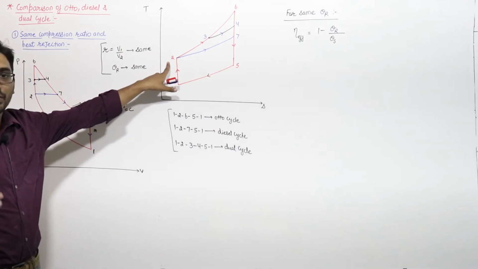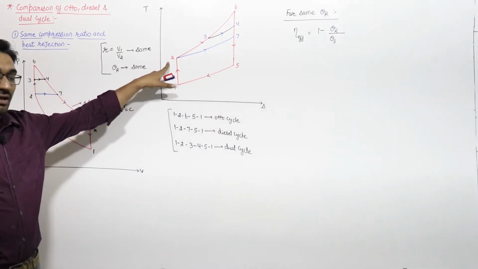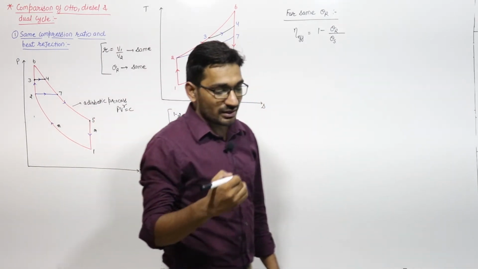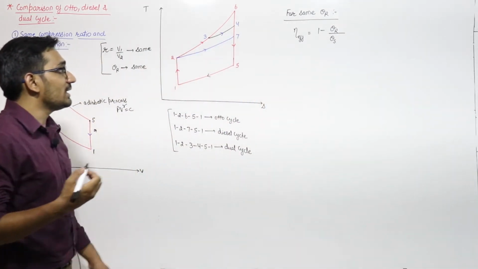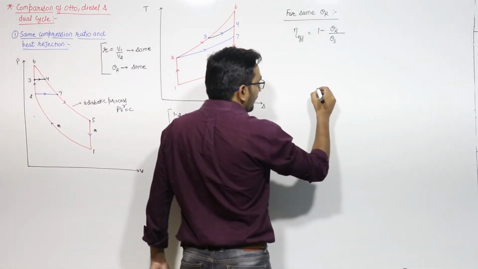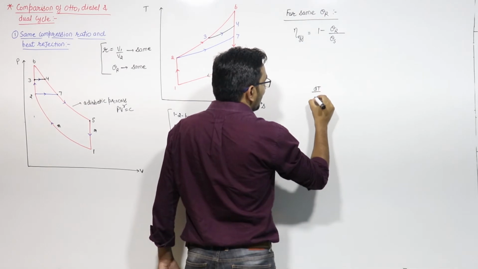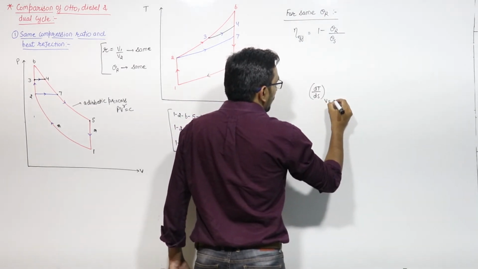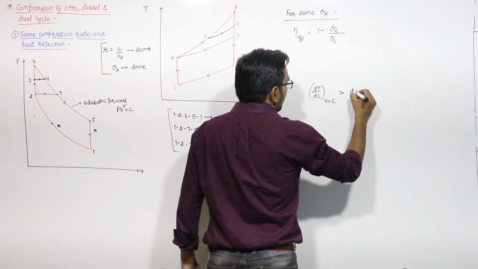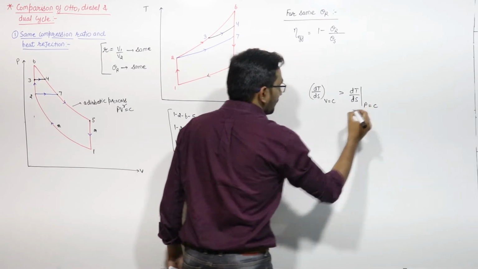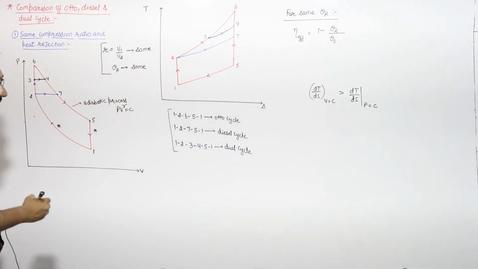Now you have to draw the diesel cycle, and you know that in the diesel cycle the heat addition is at constant pressure, and heat addition in the Otto cycle is constant volume, right? And we know that the dT by dS for a constant volume graph is more than the dT by dS, the slope, for a constant pressure graph. You know this from basic thermodynamics, right?